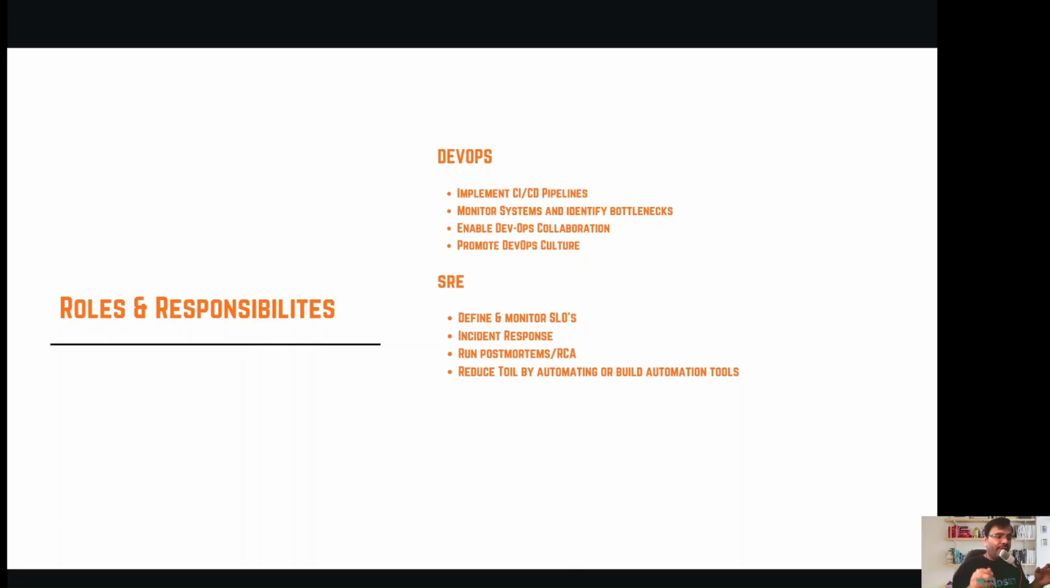And one of the key roles for me is to identify the repetitive tasks, and how I can reduce the toil by automating or building automation tools, which can be done using a simple shell script, Python script, or any other tech stack, right?